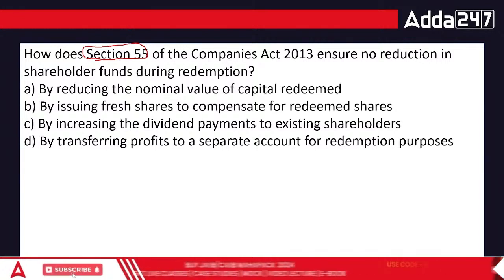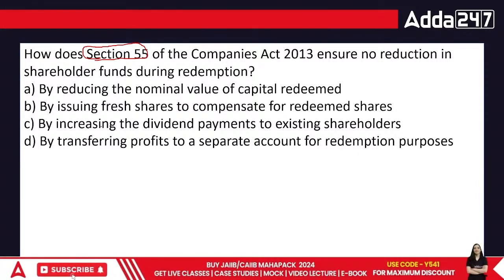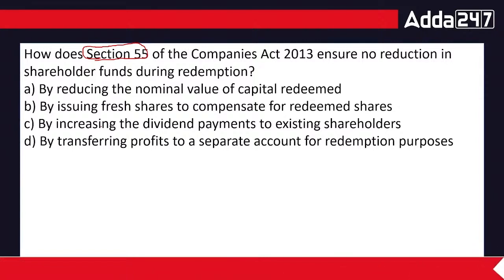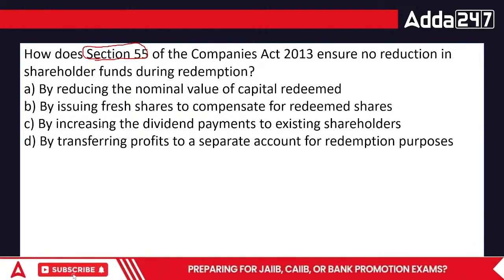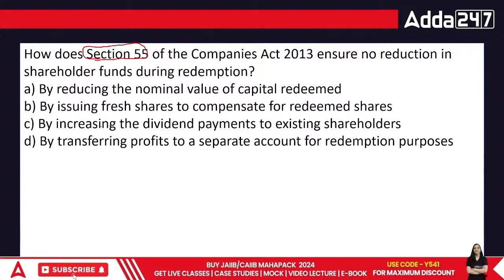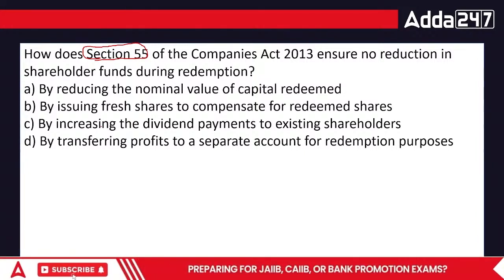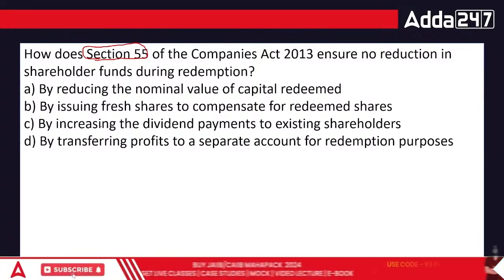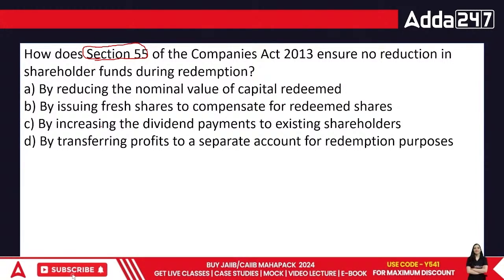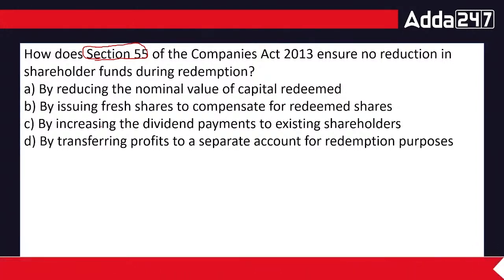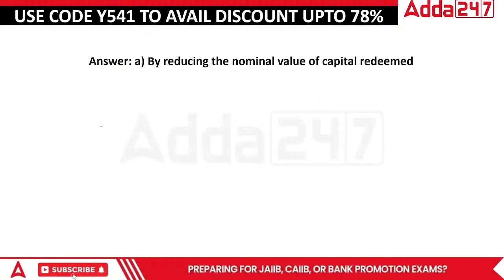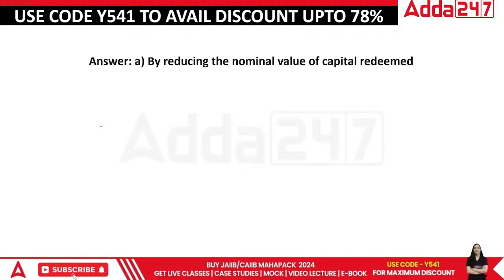So what's going to be the answer? By reducing the nominal value? But this value is definitely going to be reduced now. Then by issuing fresh shares to the redeemed people, this can be the point. By increasing the dividends, dividend will not make a difference. Or the last one is by transferring profits to a separate account of redemption. In this case, I believe the answer would be B. Right? You give up one type of shares and you give it to someone else.